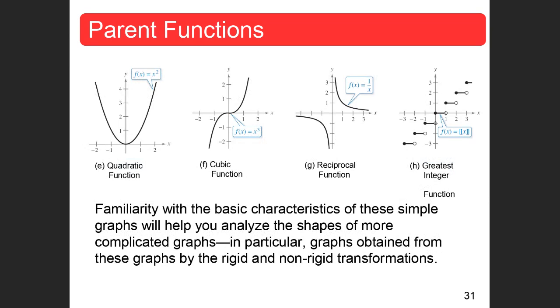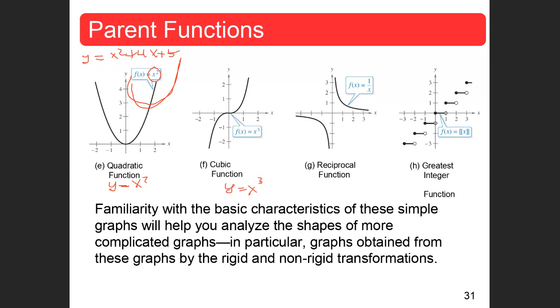And what it means by parent function is it is the very simplest form for that graph. So for example, there's a lot of parabola graphs, right? You could have y is equal to x squared plus 4x plus 5, and that graph would be over here someplace. But the parent function is the very simplest form, x squared. That is the parent function for a quadratic. For a cubic, there's so many different cubics, but the parent function is this.